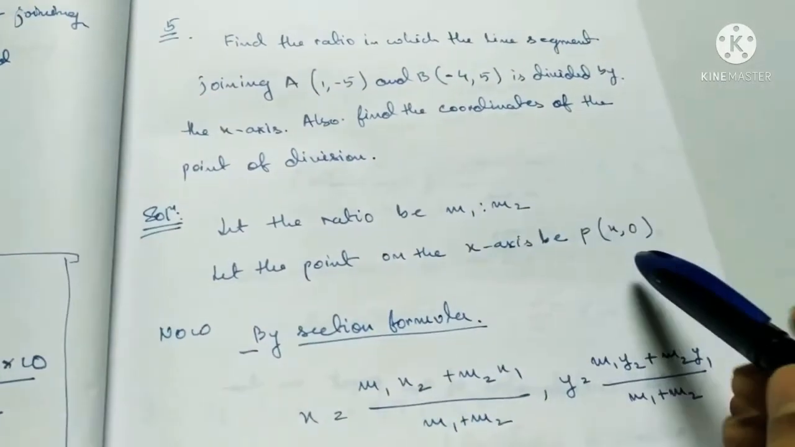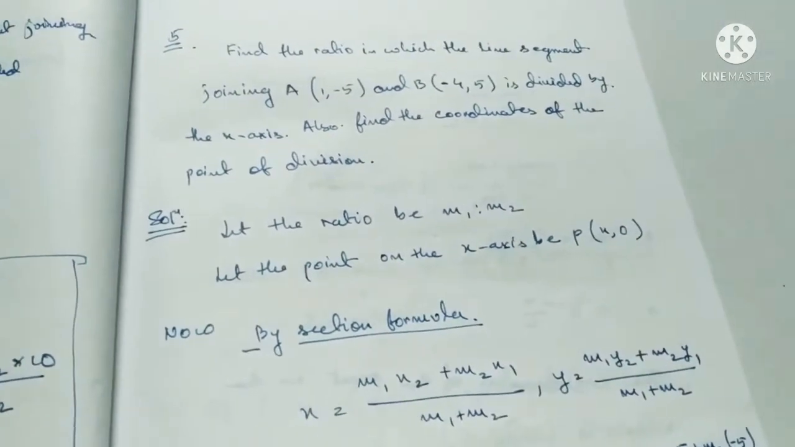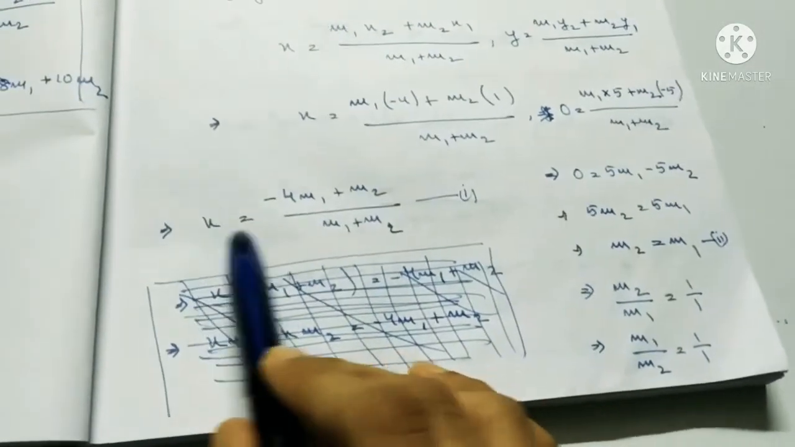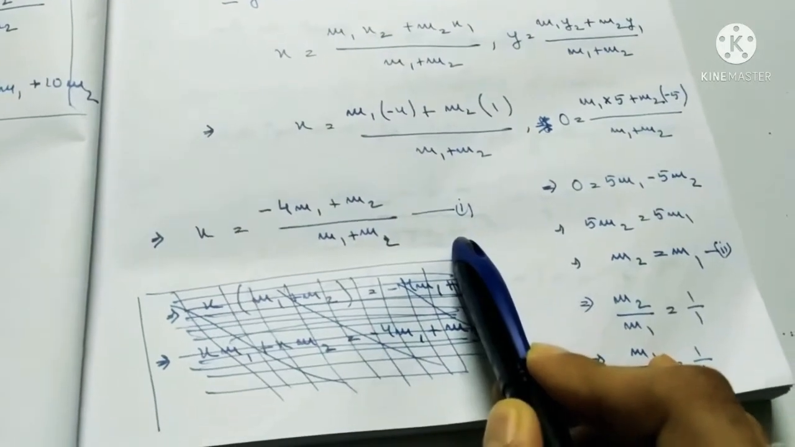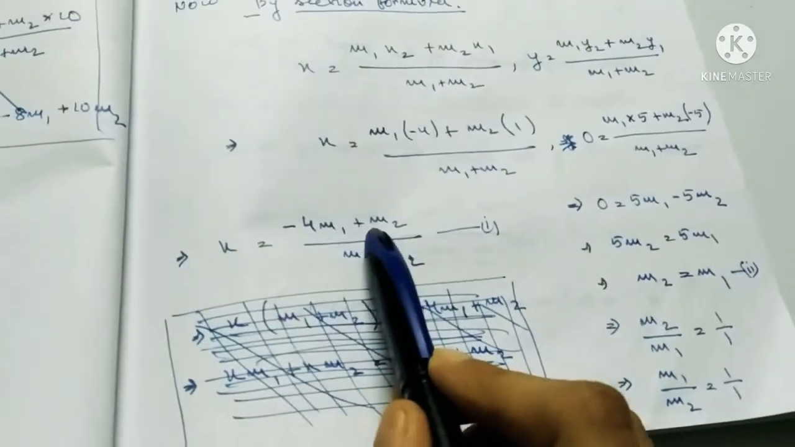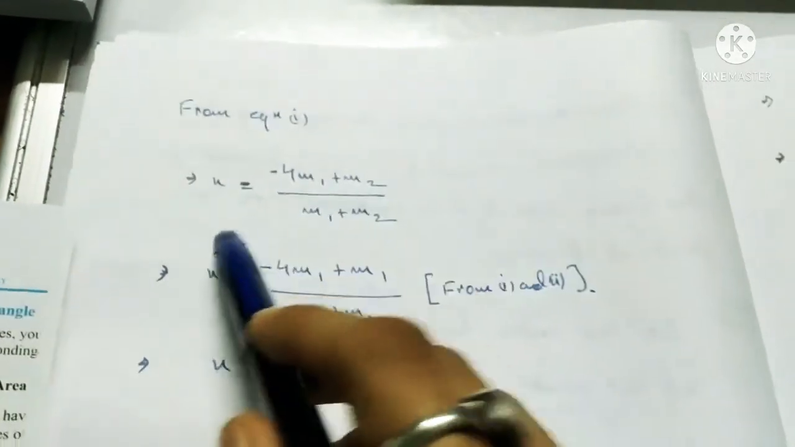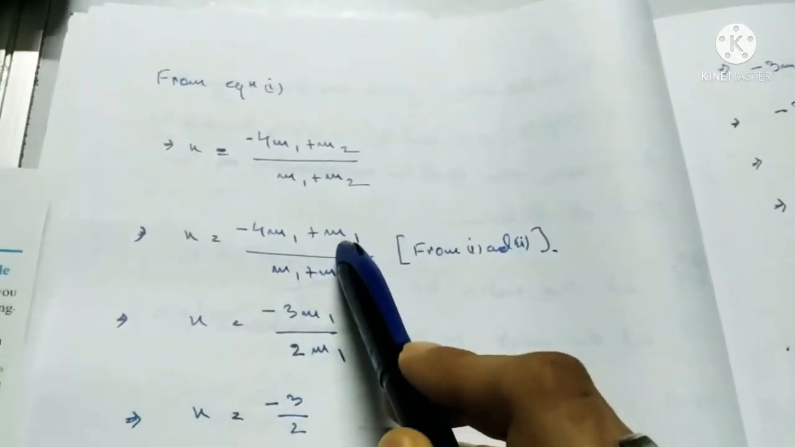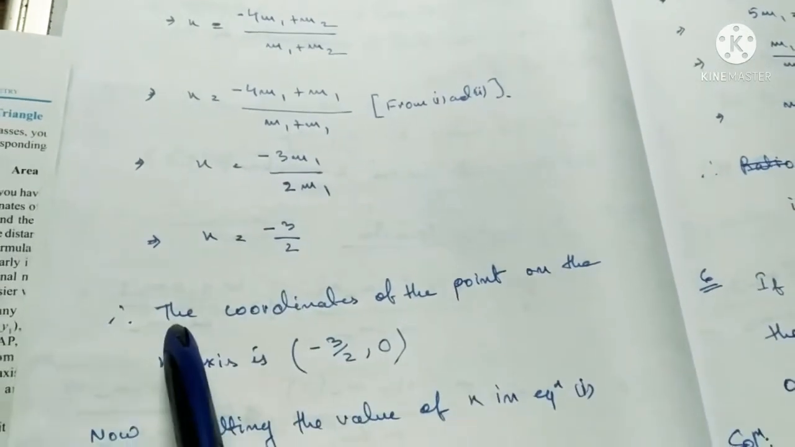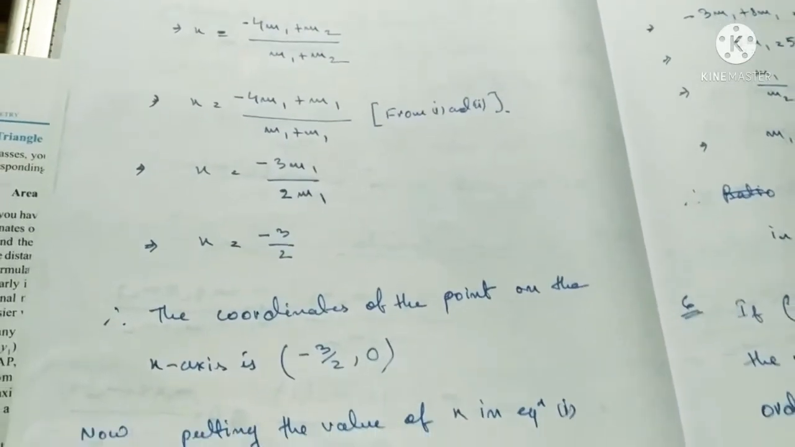Now also find the coordinates of the point of division. Now the coordinates of the point, that means the point on the x-axis, that point's coordinates I have to find now. Understand? That means the x value I have to find. Very easy. Now you see, x is equal to this, which I got already from equation 1, and from equation 2 what I got, m2 is equal to m1. So in here, instead of writing m2, I can write m1. That one only I have done here. From equation 1, in place of m2 I have written m1. Okay, this one if I solve, x is equal to minus 3 by 2 I got. So therefore the coordinates of the point on the x-axis are this and this.